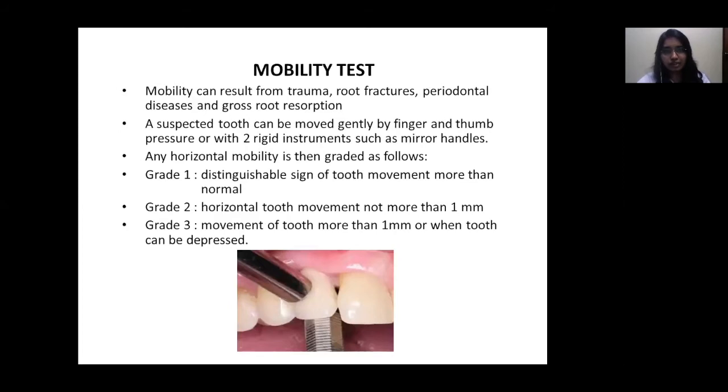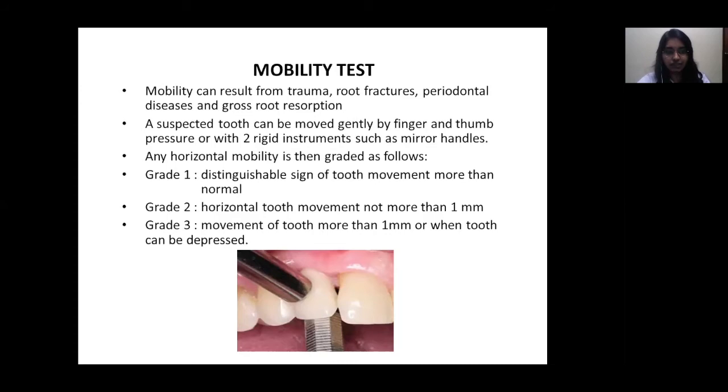Coming to the mobility test. Mobility can result from trauma, root fractures, periodontal diseases, and gross root resorptions. A suspected tooth can be moved gently by finger and thumb pressure or with two rigid instruments such as mirror handles. Any horizontal mobility is then graded as Grade 1, Grade 2, and Grade 3 mobility.